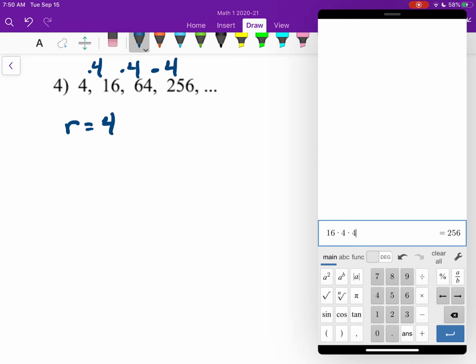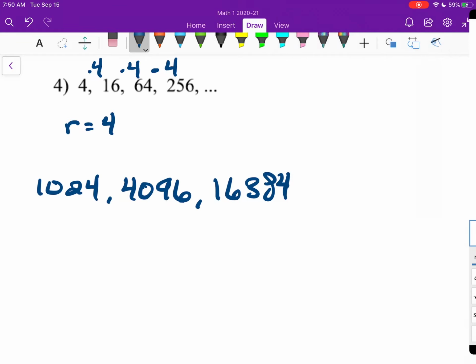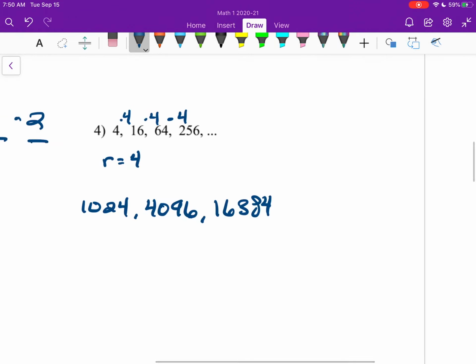And then we need to multiply three times to get our next three terms. So I'll multiply by 4, and I get 1024. I multiply by 4 again, I get 4096. And multiplying one more time, I get 16384. That's that.